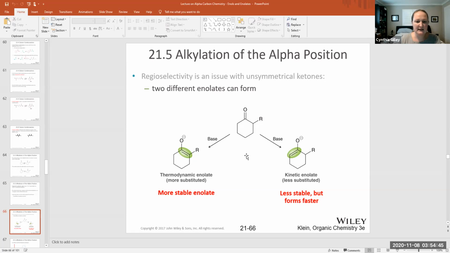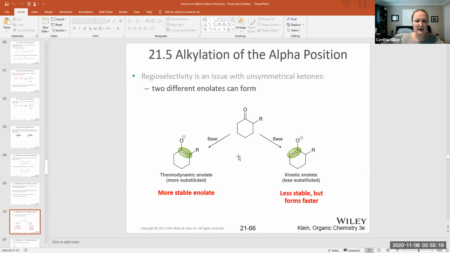And if we treat this ketone with a strong base, that strong base might deprotonate the more sterically hindered hydrogen on the right, leading to this enolate, or it might deprotonate one of the two less sterically hindered hydrogens on the left, leading to a separate enolate. So we have the possibility of forming more than one enolate with asymmetrical ketones, which means that there might be a mixture of products that results from alkylation of the two different alpha carbons.